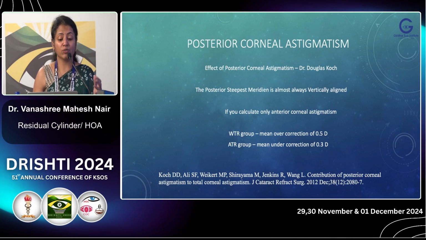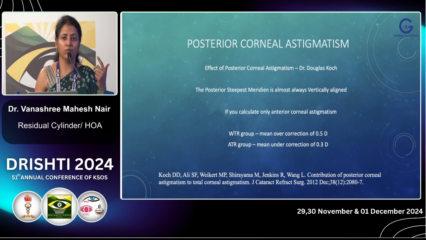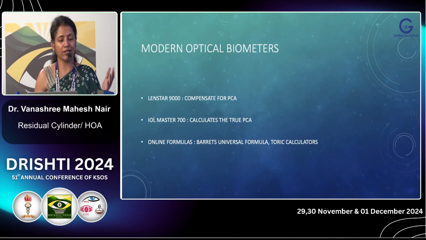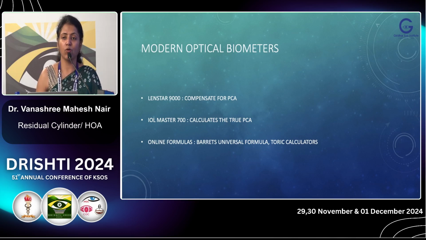One more important aspect is the posterior corneal astigmatism. Many of the older biometers do not take the posterior corneal astigmatism into consideration, or a correction factor is applied. The newer machines, like the IOL Master, actually calculate the PCA, and LensStar will compensate for the PCA. The online formulas will also compensate for your posterior corneal astigmatism, but that plays a very important role and we need to remember that.